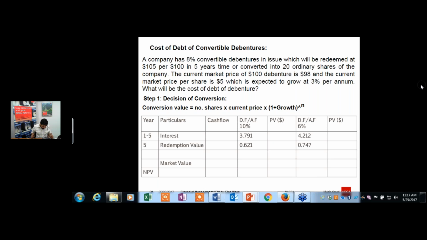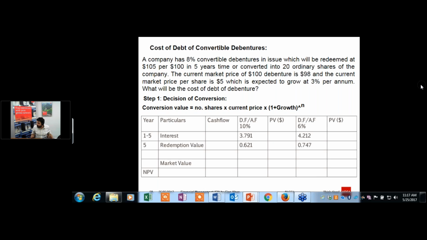Okay, let's start solving it, and let's see. A company has 8% convertible debentures in issue, which will be redeemed at 105 per $100 in 5 years' time, or converted into 20 ordinary shares of the company. The current market price of $100 debenture is $98, and the current market price per share is $5, which is expected to grow at 3% per annum. What will be the cost of debt of debenture?